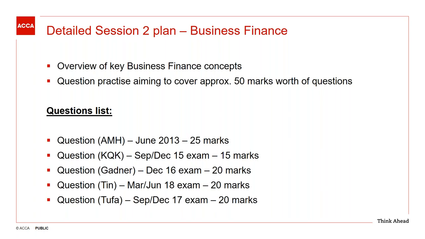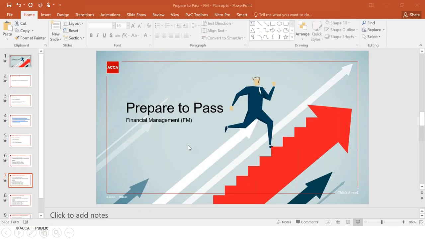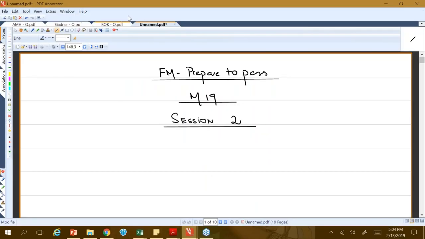I've taken the full question. The original question was 25 marks, but remember, in your Section C in today's time, you could only get a question with 20 marks. We'll also have a look at question KQK, which is the September December 15 exam, which was 15 marks originally. But remember, you will be examined on questions worth 20 marks. So here is the plan for the session. And as always, without wasting any time, we can go into a bit of an overview of business finance.